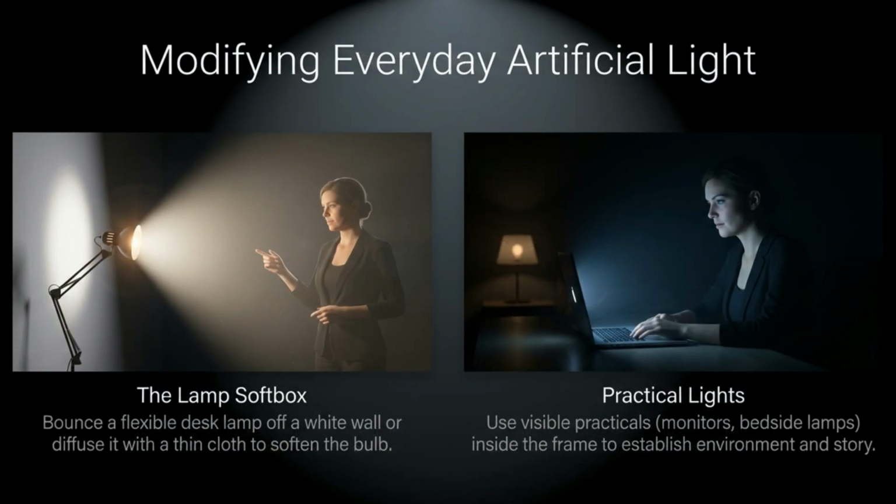You can modify everyday artificial light. Use a flexible desk lamp as a lamp softbox by bouncing it off a white wall. Also, incorporate practical lights like monitors or bedside lamps to establish environment and story.